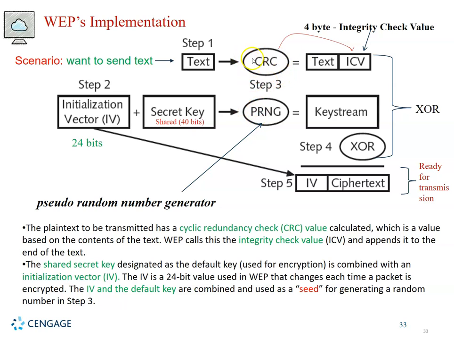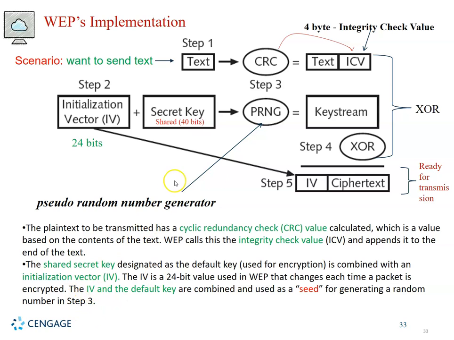The other thing here you might not recognize is these two acronyms, CRC and PRNG. CRC stands for Cyclic Redundancy Check. This is a value based on the contents of the text. So Wired Equivalent Privacy calls this the integrity check value, this ICV, and appends it to the end of the text. The other part here, PRNG, stands for a pseudo-random number generator that is also part of the process in creating this key stream.